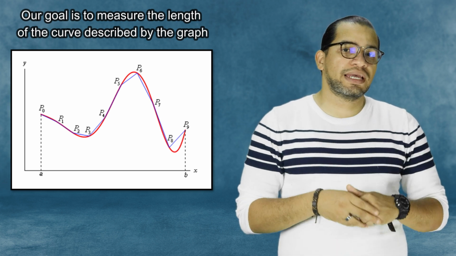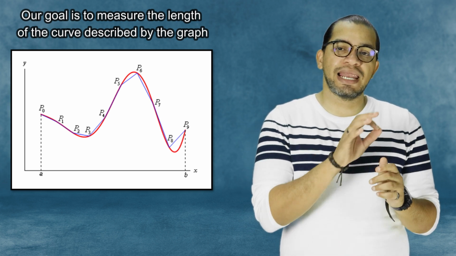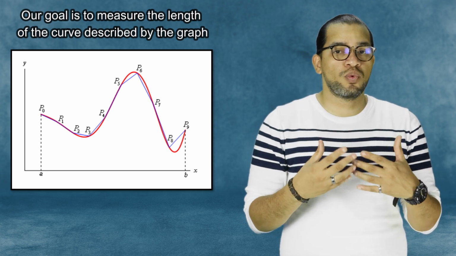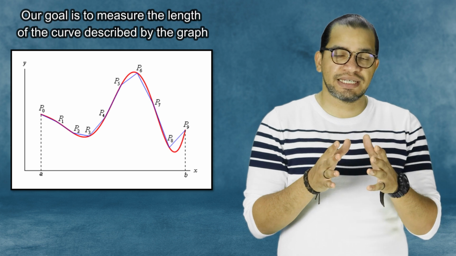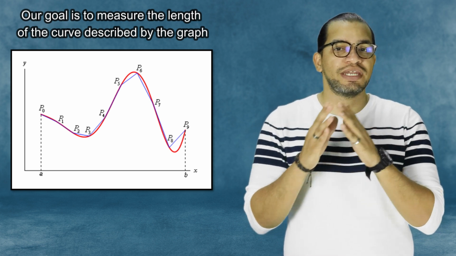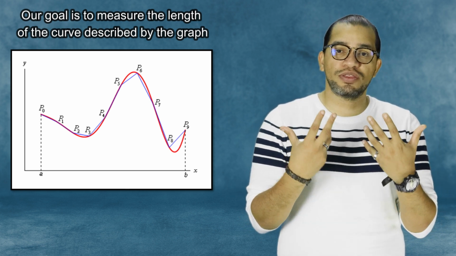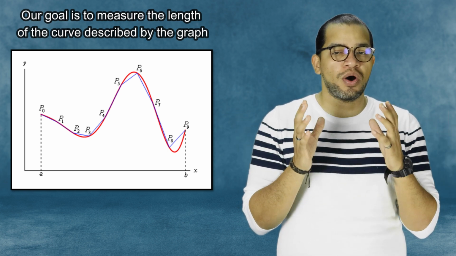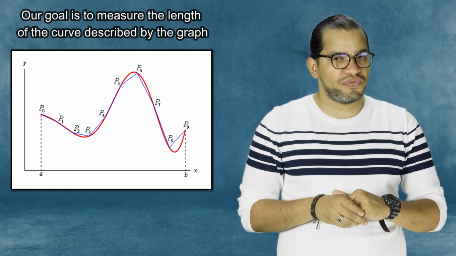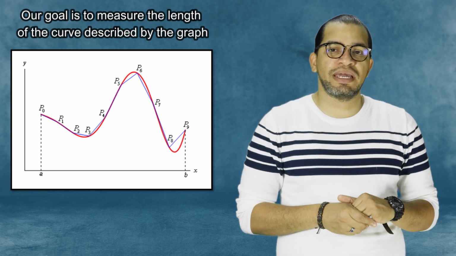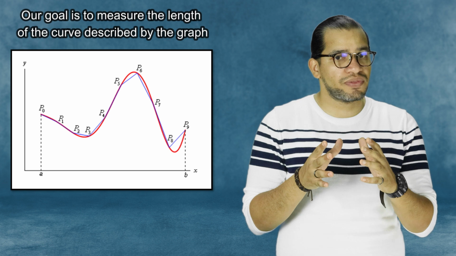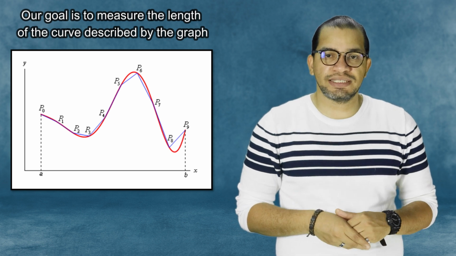And we will bind those points by line segments, and we will compute the distance from one point to the next one. And if we do that and we add all of those lengths, all of those distances, we will get a very good approximation of the length of the curve in the interval [a, b].